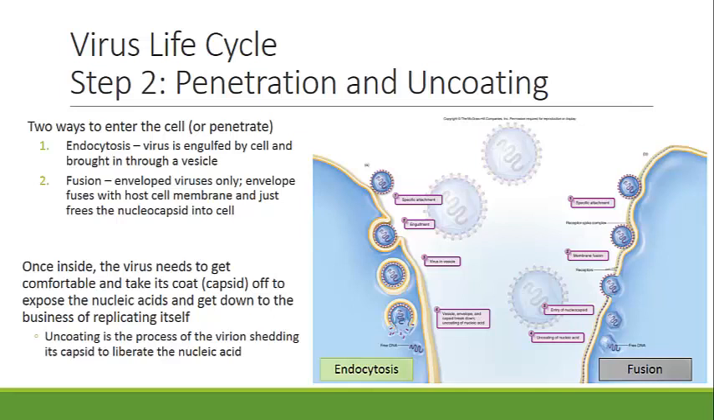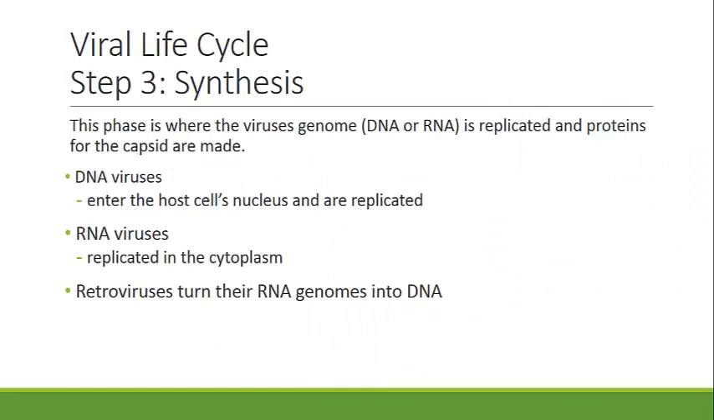Now, once inside, all of the viruses need to get comfortable and take their coat off. Remember, the coat is the capsid, and we need to take the coat off because we need to expose those nucleic acids, because that's where the important information is stored. That information is going to help the virus replicate itself. So uncoating is the process of the virion shedding its capsid to liberate the nucleic acid and let it get to work.